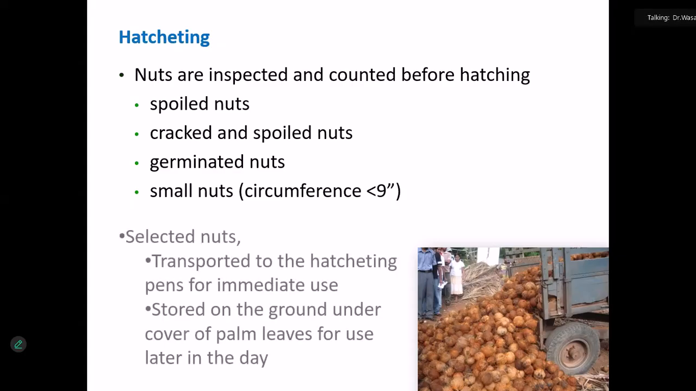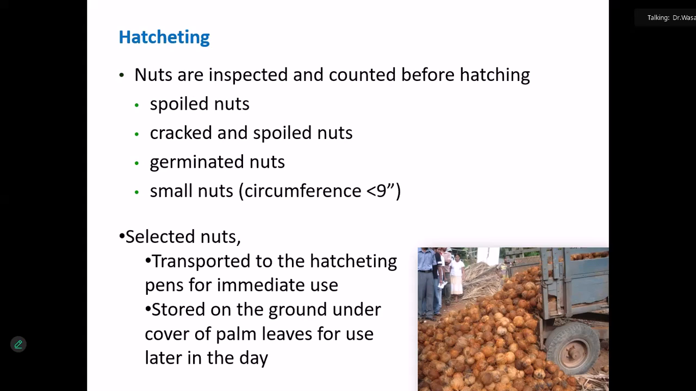Then selected nuts are transported to hatcheting pens. This is very important. They are stored on the ground under cover of palm leaves for use later in the day. Always, you never allow exposure to sunlight. Dehusked nuts could not be exposed to sunlight. A nut with its husk removed cannot be left in the sun. Then it cracks immediately. Then it cannot be taken for DC, only for copra.